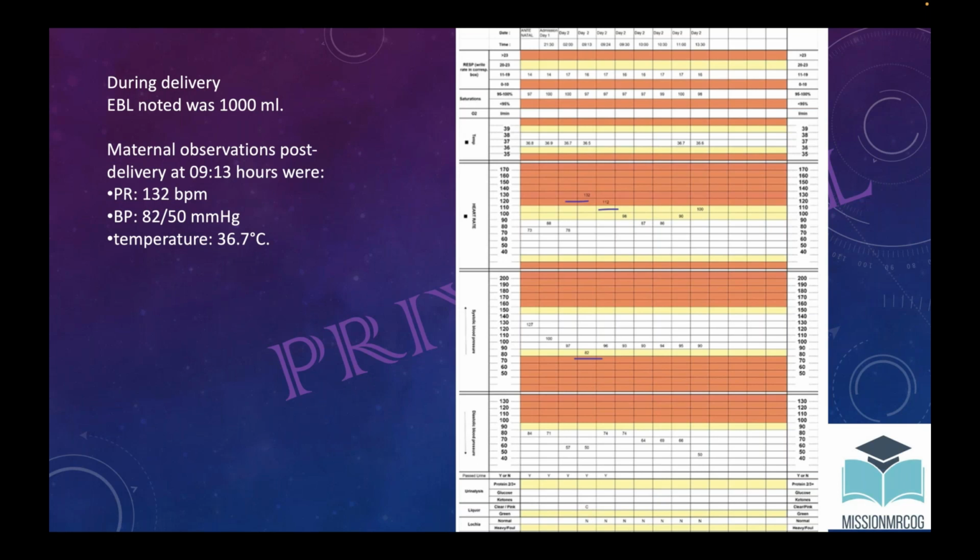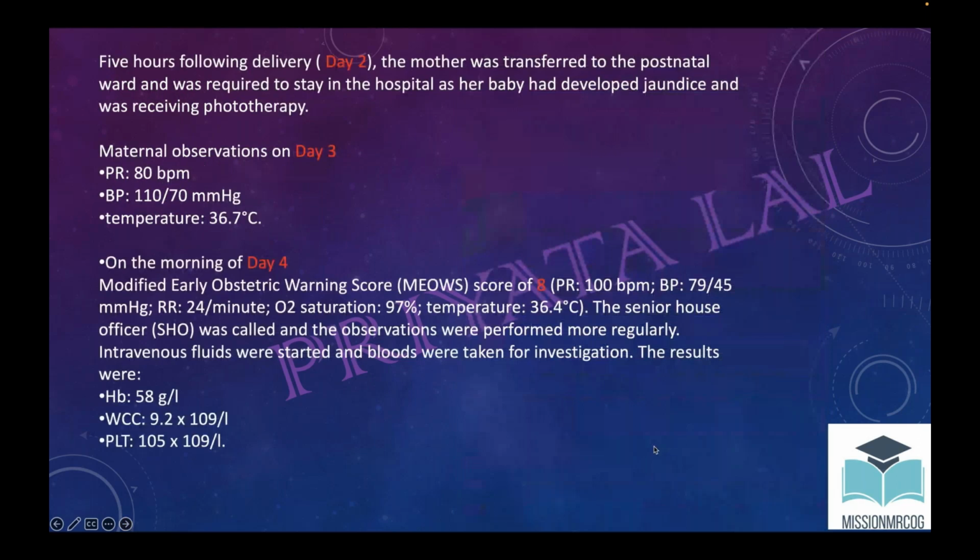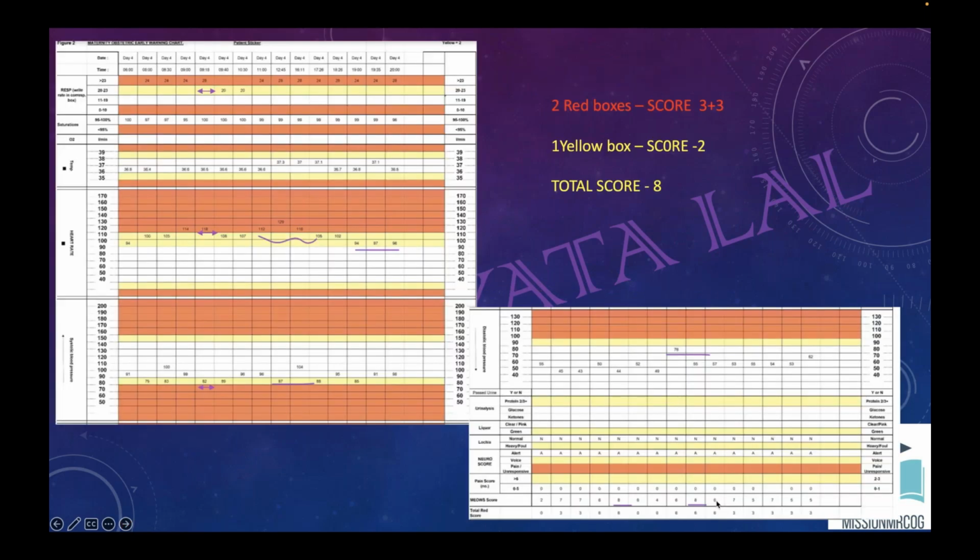So this is our post delivery. Now day 2, the patient had jaundice and was in phototherapy. These are the day 3 vitals of the patient. Day 4, her score became 8. Now I want to show you the day 4 chart. Now this is the day 4 chart. Here the score is 8.